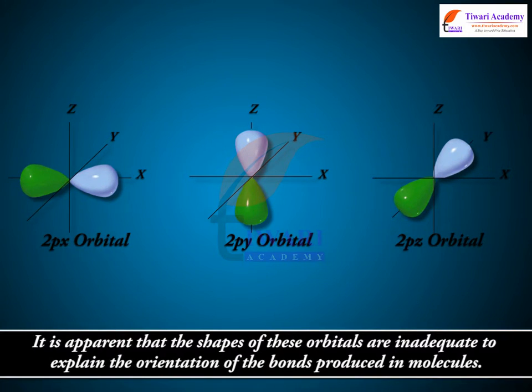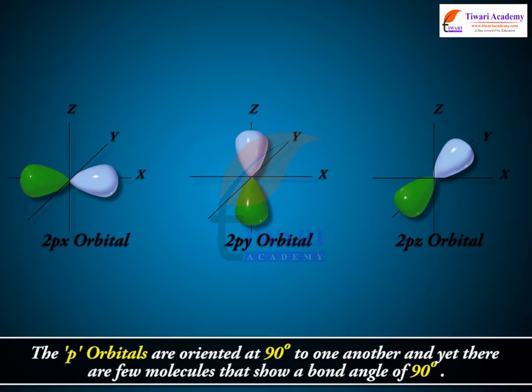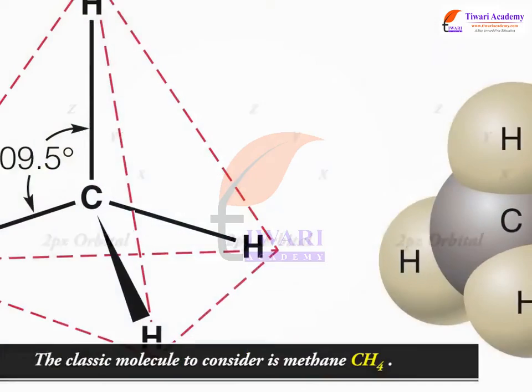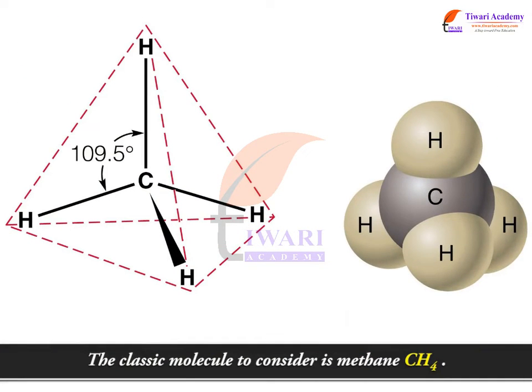However, it is apparent that the shapes of these orbitals are inadequate to explain the orientation of the bonds produced in molecules. The p orbitals are oriented at 90 degrees to one another, and yet there are few molecules that show a bond angle of 90 degrees. In fact, the bond angle 90 degrees does appear in some of the larger molecules, but that is due to different reasons. The classic molecule to consider is methane, CH4.